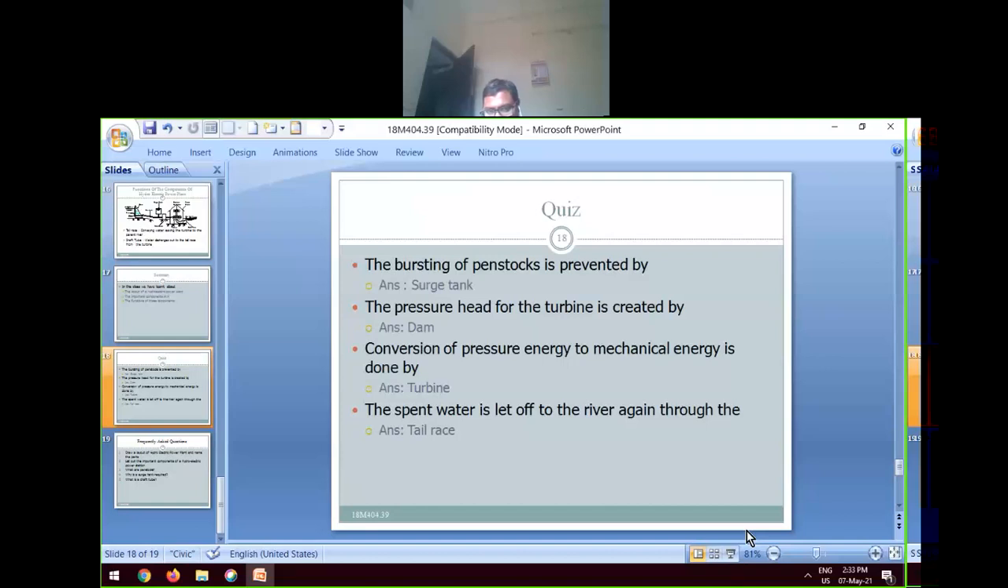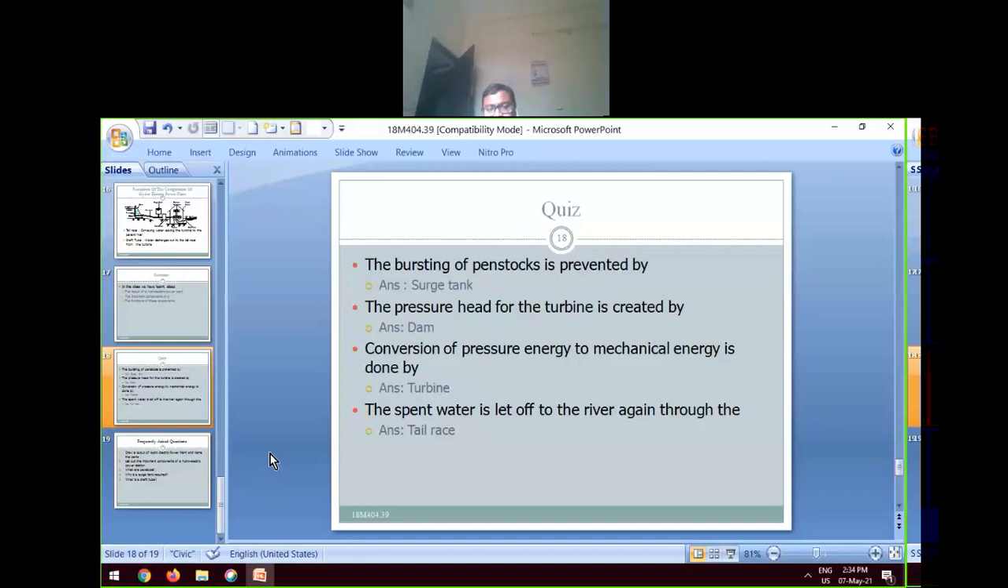Next, the third question: conversion of pressure energy into mechanical energy is done by the turbine. The pressure energy of water is converted into kinetic energy by the nozzle, and then that kinetic energy is converted into mechanical energy by the rotation of the curved vanes. This can be understood from your previous layout diagrams, right? So the conversion of pressure energy into mechanical energy is done by the turbine. Pressure energy is nothing but the hydraulic energy of the fluid.